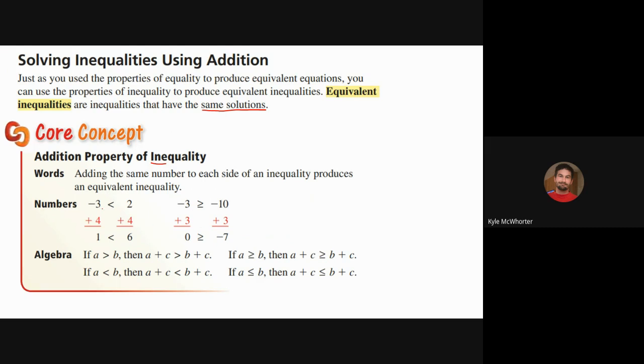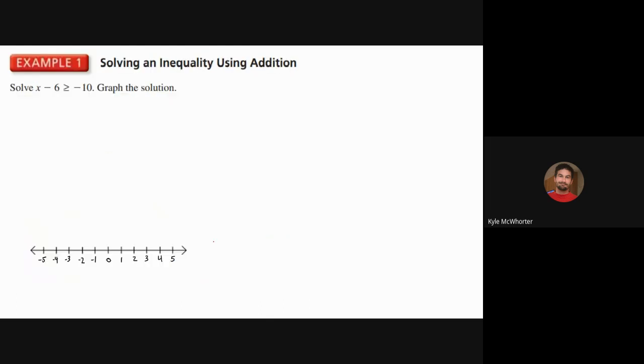You can see it here with numbers. If you have -3 is less than 2, that's true. And if you add 4 to both sides, we get 1 is less than 6. So you can add the same number to both sides of an inequality and it's still true. And you can see algebraically, we say the same thing down here. If you add the same number to both sides of an inequality, it will remain true. Okay, so how are we going to use that?